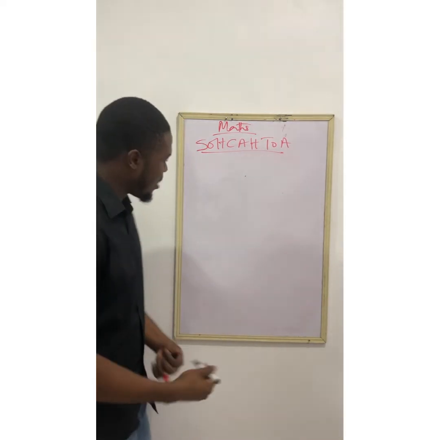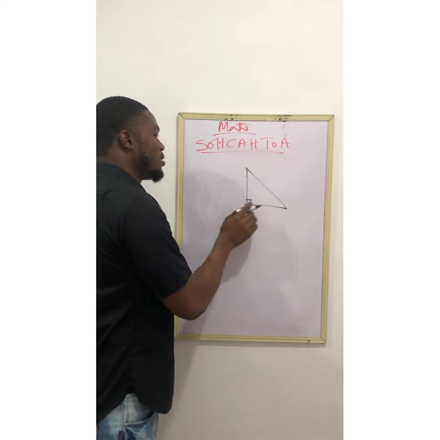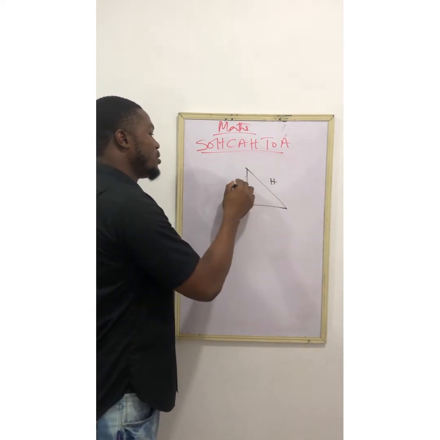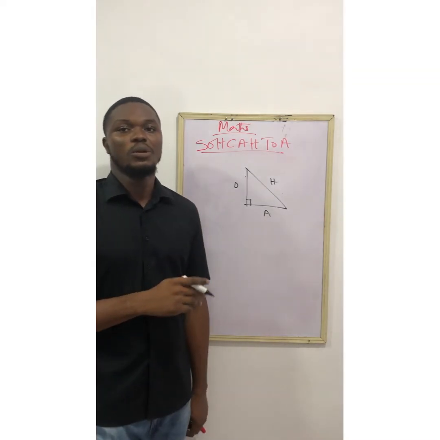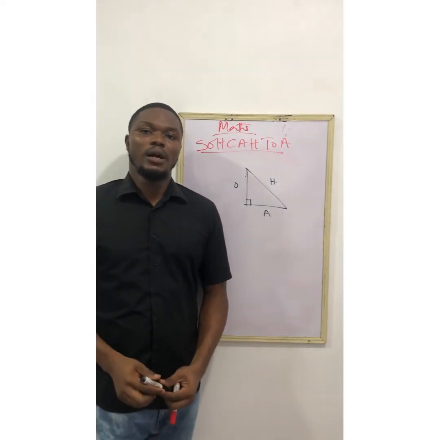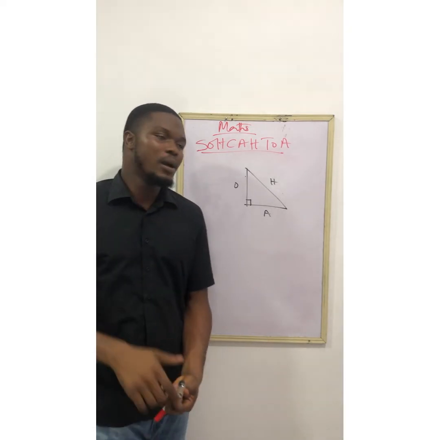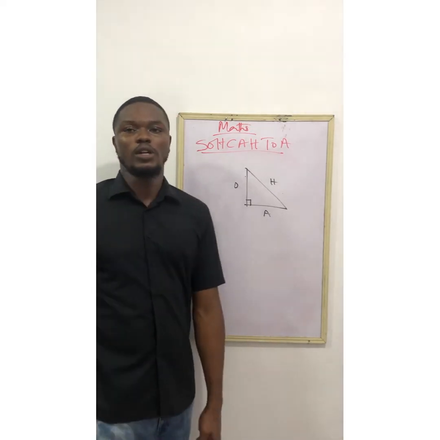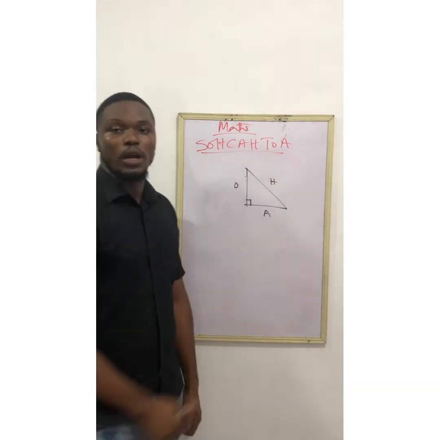So we have right angled triangles where one of the angles is 90 degrees. You can have hypotenuse, opposite, and adjacent. For this kind of triangles, I told you in a previous video that there are two main calculations involved here. One of them is Pythagoras theorem, and this one is SOHCAHTOA. I explained Pythagoras theorem in the other video. Today we shall be looking at SOHCAHTOA.